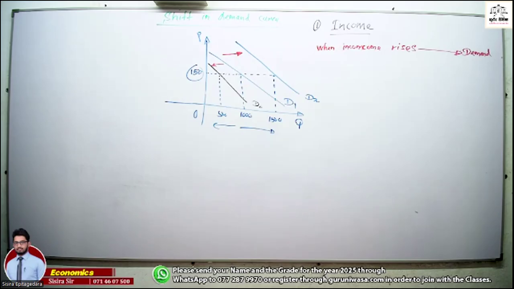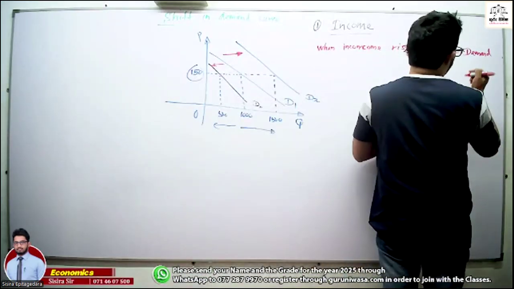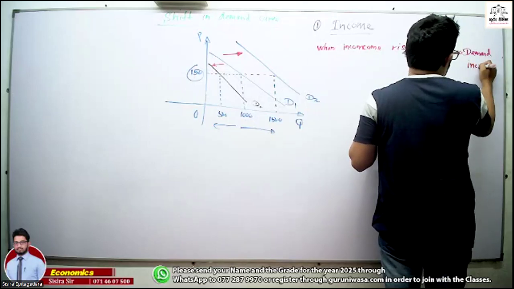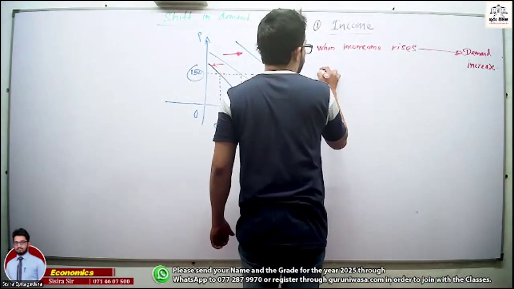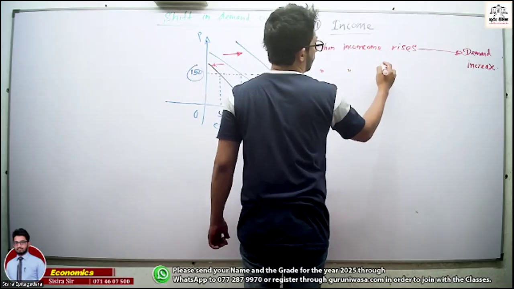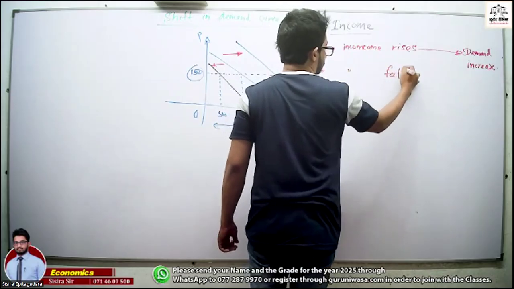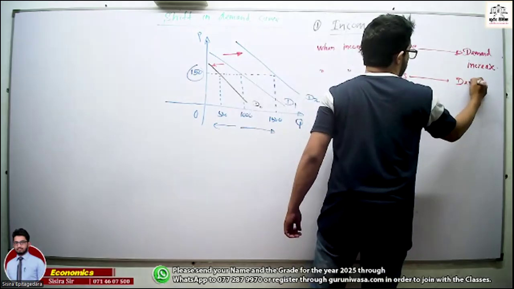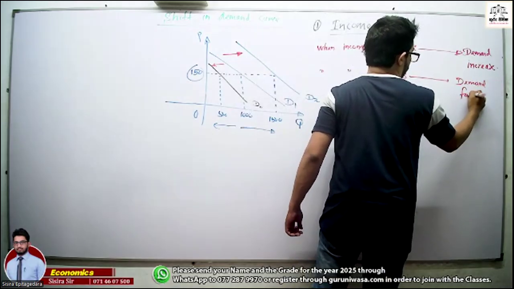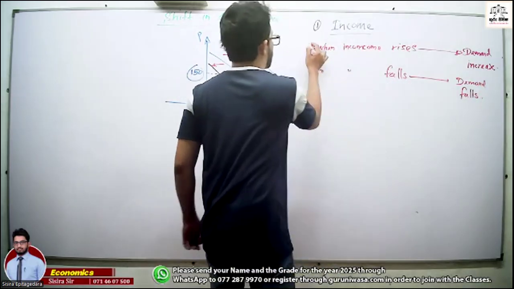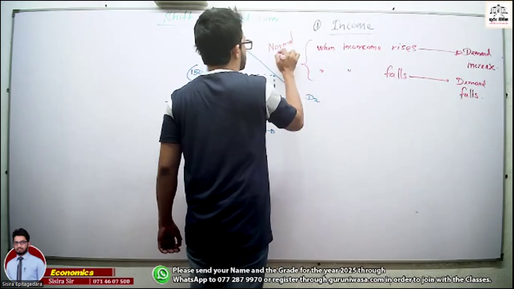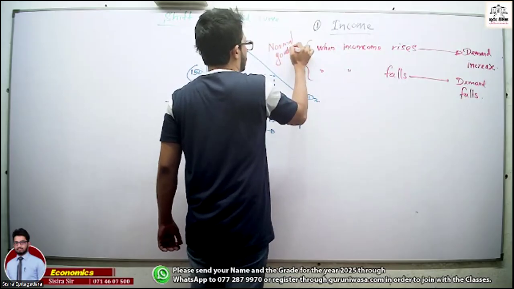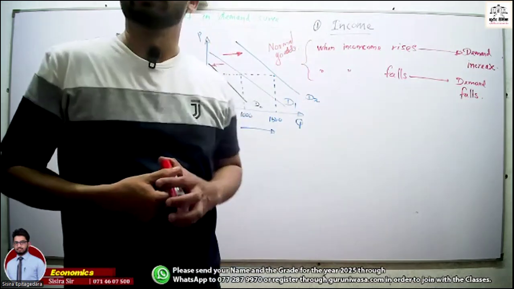Right. Write this down. When income increases, demand also increases for many products. When income falls, demand also falls. These products are called normal goods. Normal goods. Is that clear? There is another one.